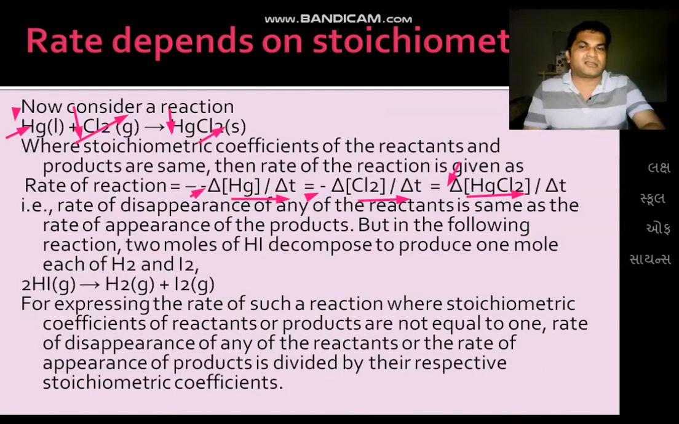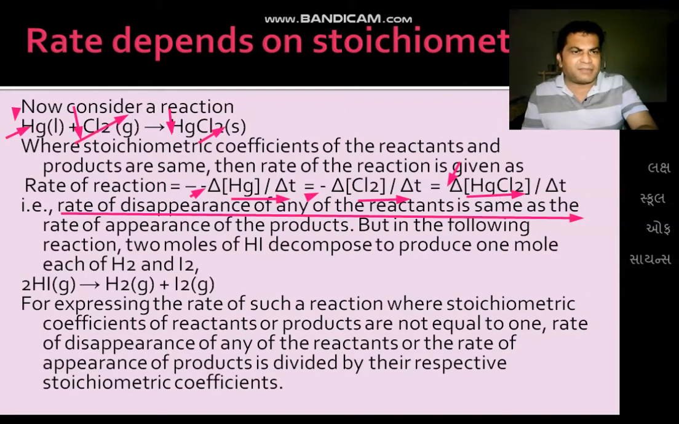But see this reaction. So what is written about this that we read? Rate of disappearance of any of the reactants is the same as the rate of appearance of the product. But in the following reaction, 2 moles of HI decompose to produce 1 mole of H2.